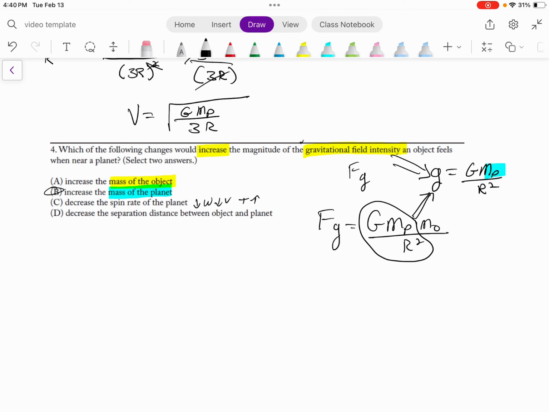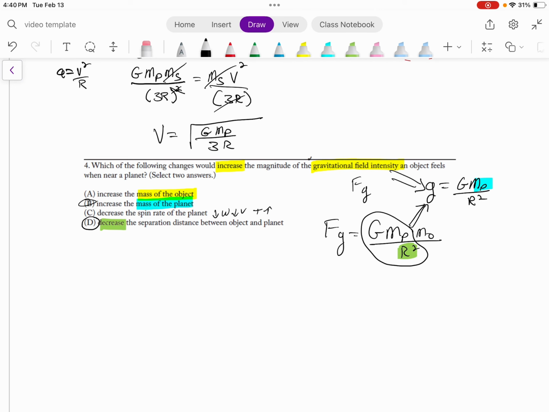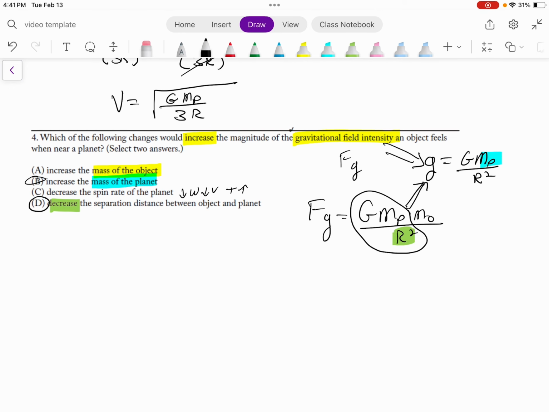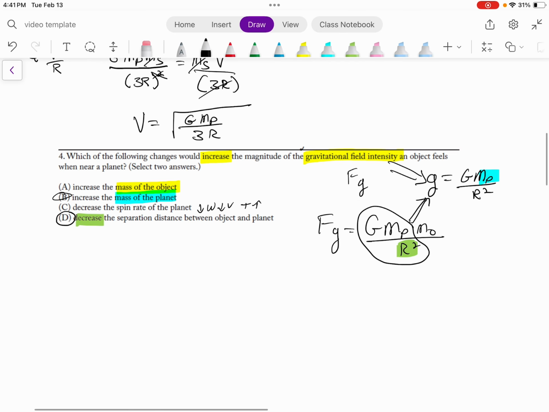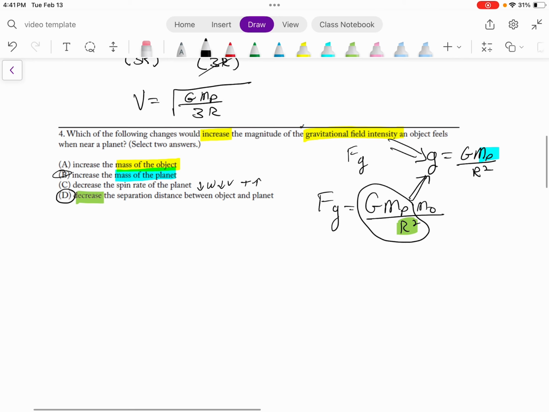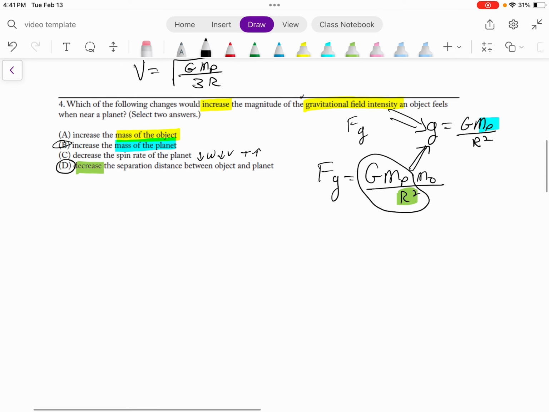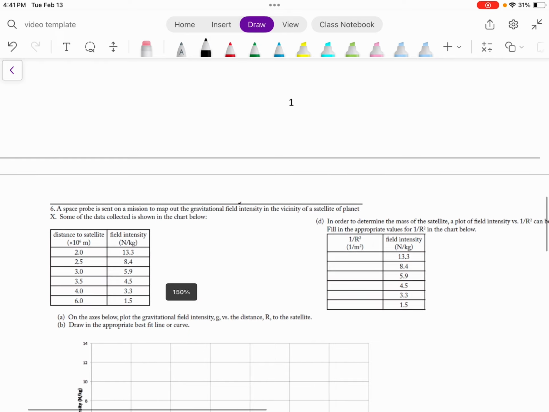Decrease the separation distance between the object and the planet. That's that value. And if I decrease it, that means the denominator gets smaller, and that would increase the gravitational field strength. So that question is intended for you to ensure you understand the definition of gravitational field intensity, as well as how it is related to the mass of the planet causing the gravitational field, as well as the distance away from that center of mass.